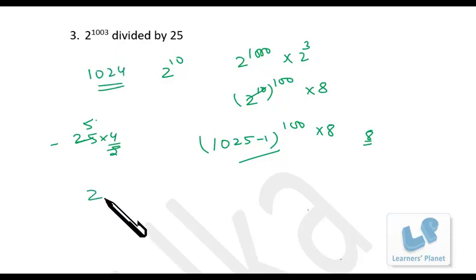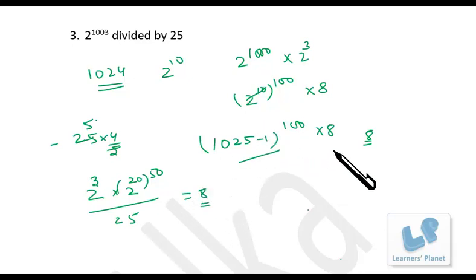So what we can do with 1003 is keep 2 raised to 3 aside, and take 2 raised to 1000. 1000 is a multiple of 20, 50 times. Now 2 raised to 20 when divided by 25, the remainder is 1, and 1 raised to 50, the final remainder will be 1. Now we are left with just 2 raised to 3, so that's 8. So we have already got the answer.